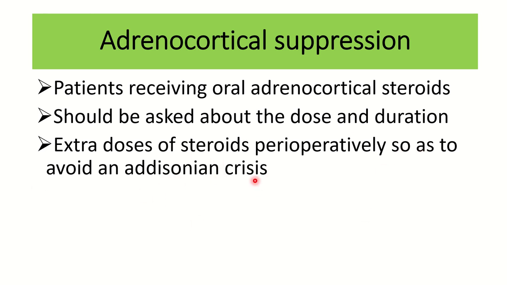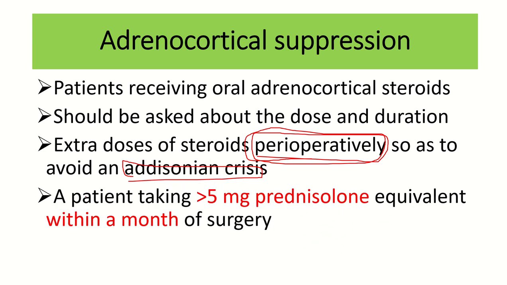This is also applicable in case of an emergency crisis for the patient. Any emergency crisis such as infection, such as a road traffic accident, and any other cause which causes an emergency, in this case there is a chance of developing Addisonian crisis. That means the adrenal gland fails to release the cortisol. So consider a patient taking more than 5 milligram prednisolone equivalent within a month of the surgery.